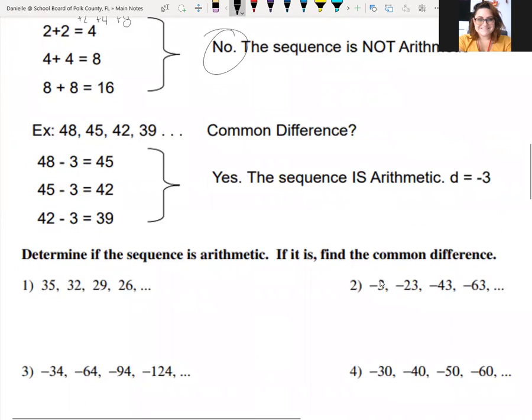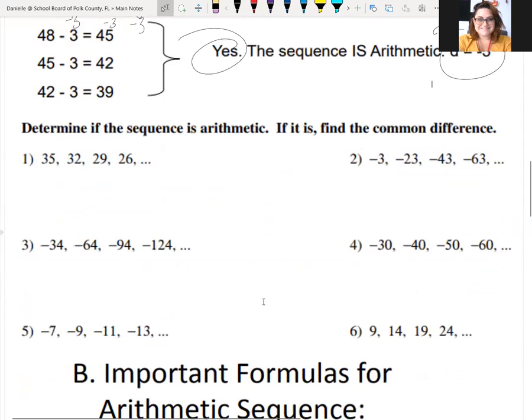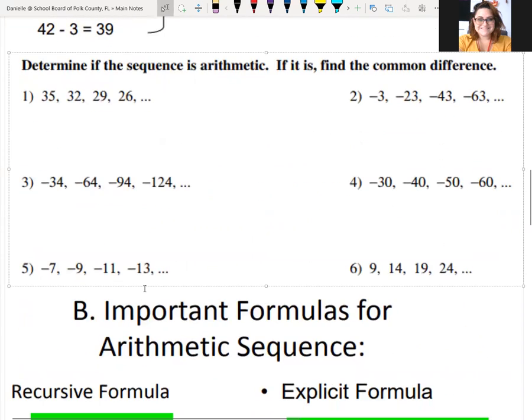We look at the second example. This one is minus 3 from 48 to 45. And then again, minus 3. So yes, because d, our difference, is negative 3. So now let's look at a few examples.